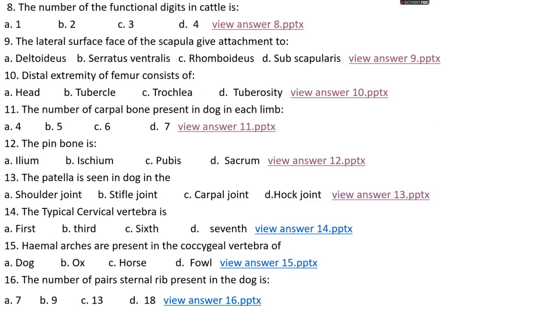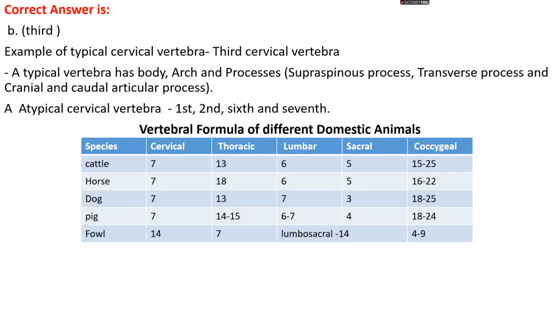Okay. Question number 14. The typical cervical vertebra is: option A, first; option B, third; option C, sixth; option D, seventh. The right answer is option B, that is third. An example of a typical cervical vertebra is the third cervical vertebra. A typical cervical vertebra has the following parts: body, arch, and processes. The processes include the spinous process, transverse process, and cranial and caudal articular processes. The atypical cervical vertebrae, which do not have these same features, are the first, second, sixth, and seventh.